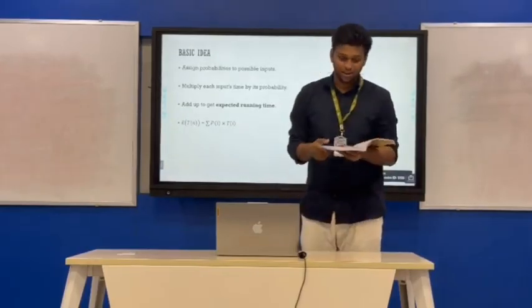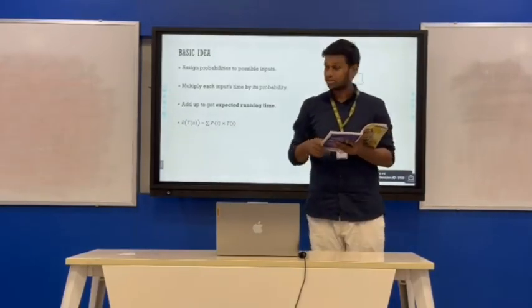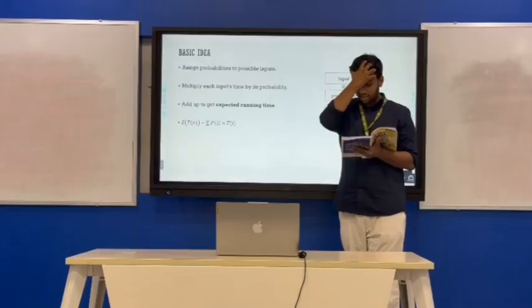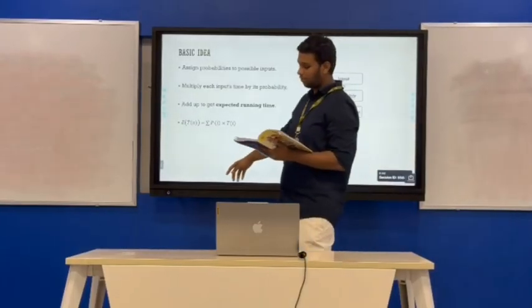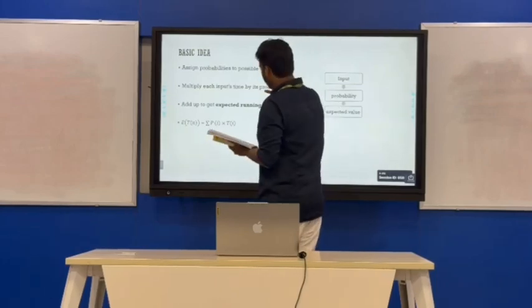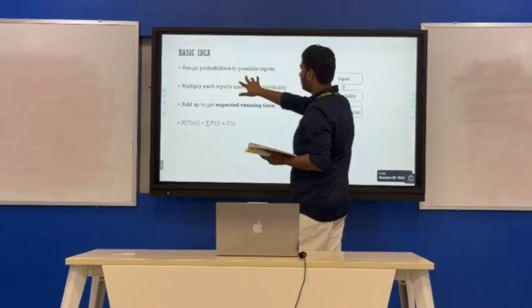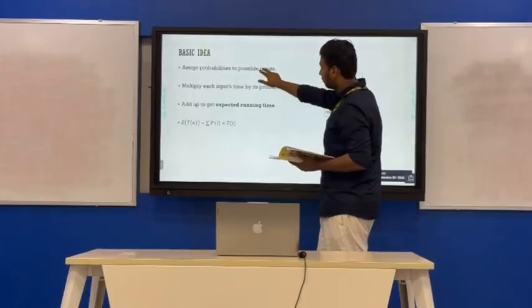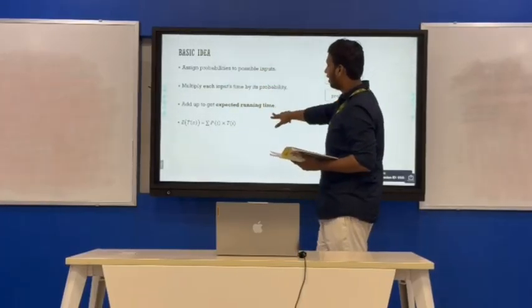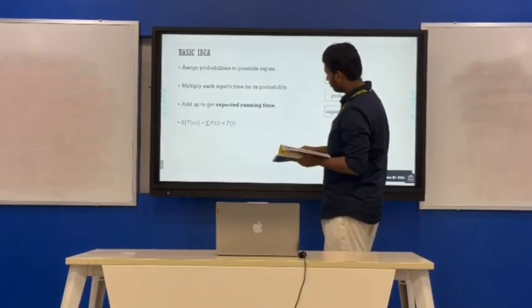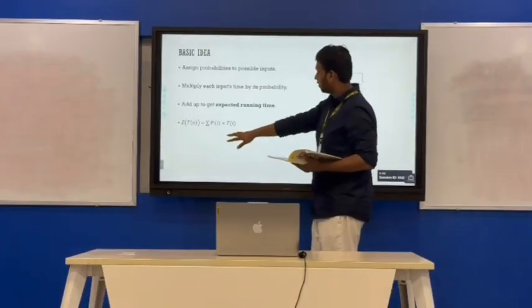So the basic idea of probabilistic analysis is straightforward. Instead of assuming one specific input, we assume that the input is random or follows some probability pattern. Assign probabilities to possible inputs, multiply each input's time by its probability and add them up to get the expected running time. So this is the formula of expected running time.